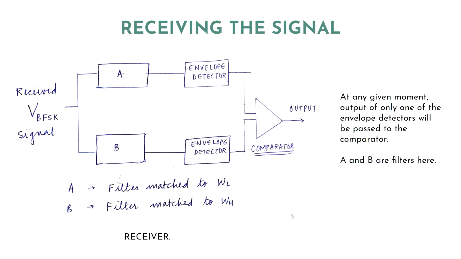Next we proceed to the receiver, that is where we receive the signal. As we can see, we have two filters here. We receive a signal VBFSK, then we have two filters. The filter A is matched to ωL and the filter B is matched to ωH. This system has been made such that at any given moment, the output of only one of the envelope detectors will pass to the comparator. So this is what exactly is happening here, and at any given moment only one of the signals will pass, either the high one or the low one.